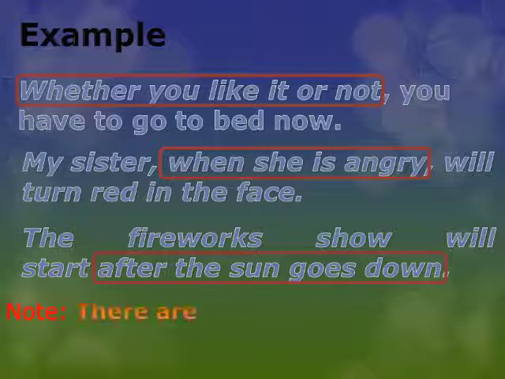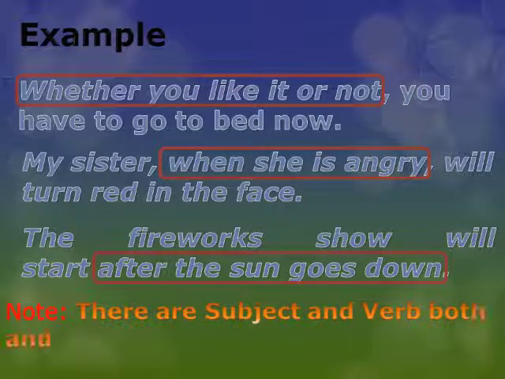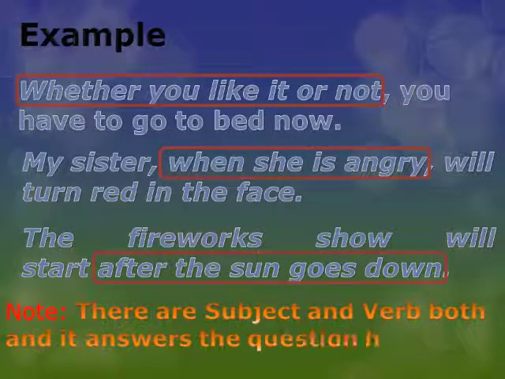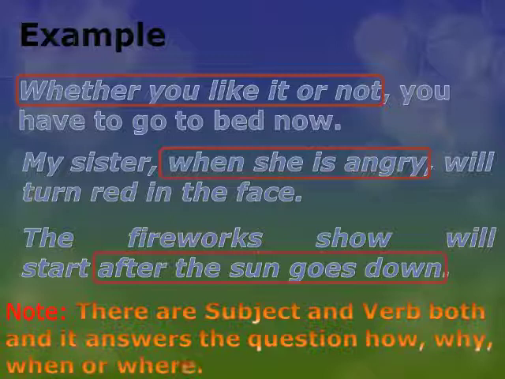So we can also say that there are subject and verb both, and it answers the question how, why, when or where. So if in a group of words subject and verb both exist and it is answering the questions how, why, when or where, then it is an adverb clause.